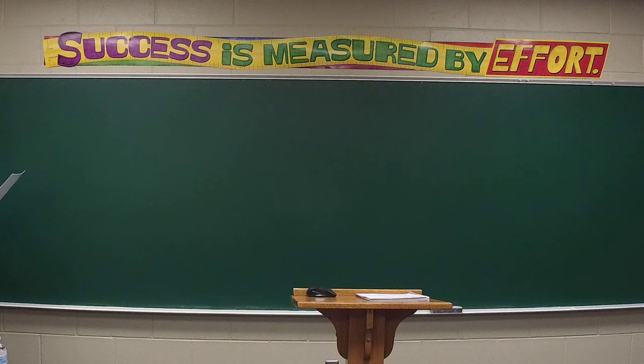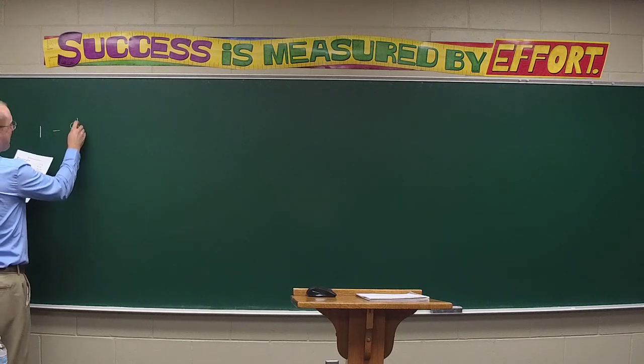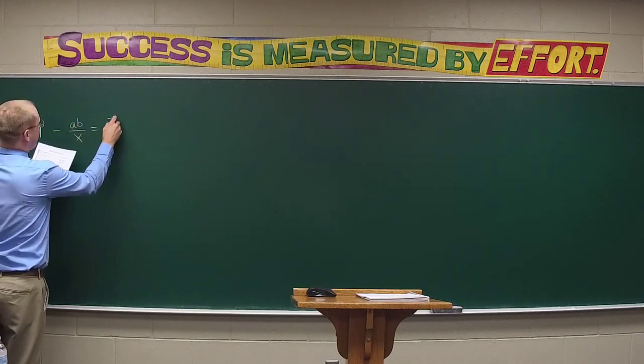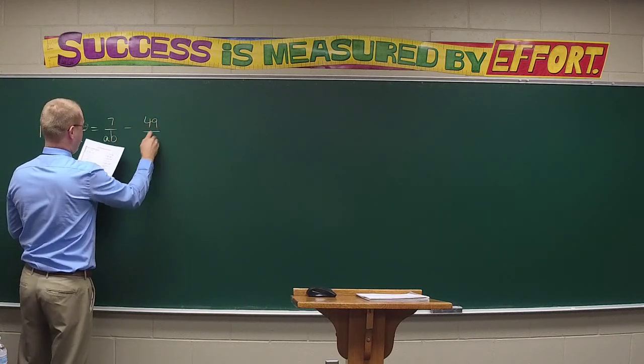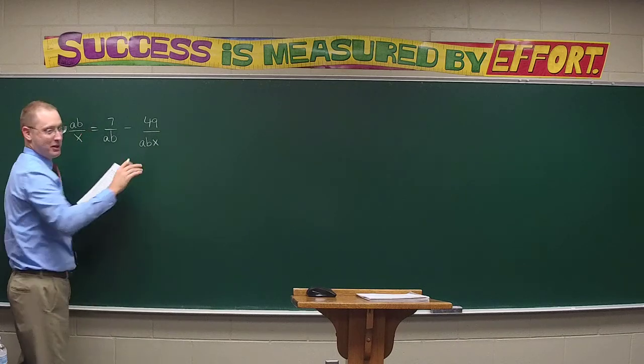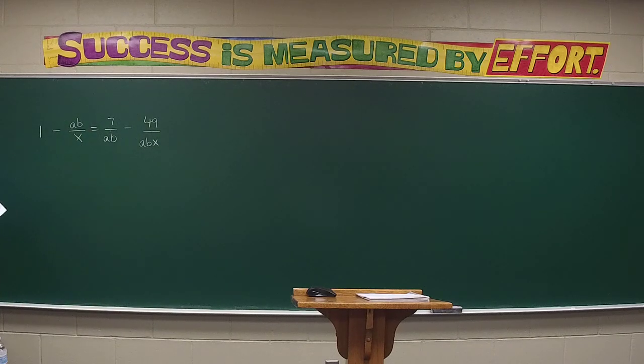All right, let's take a look. All right. 1, negative AB over X equals 7 over AB minus 49 over ABX. No bitterness here, no bitterness at all. Okay. About people missing my class. Did you know that bottle crush I do? Symbolism in that. It's full, I won't crush it right now.